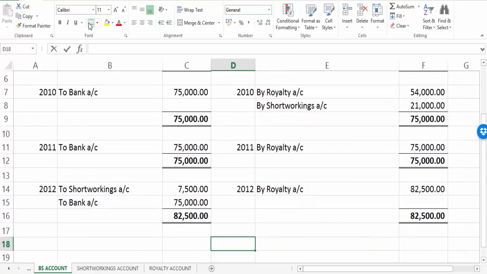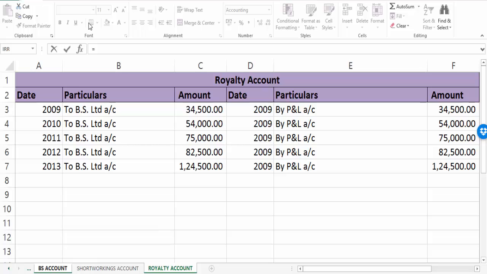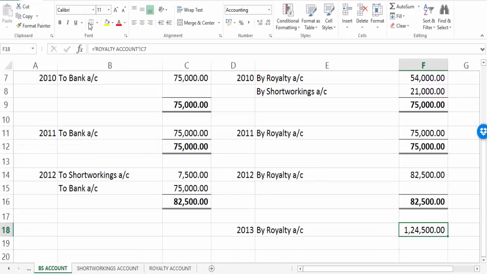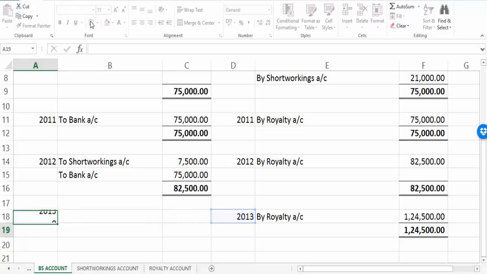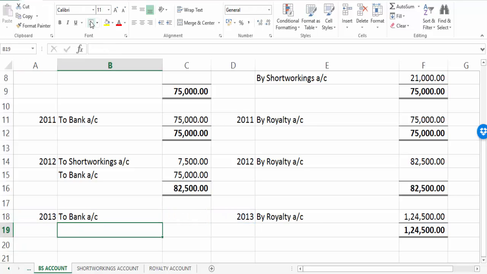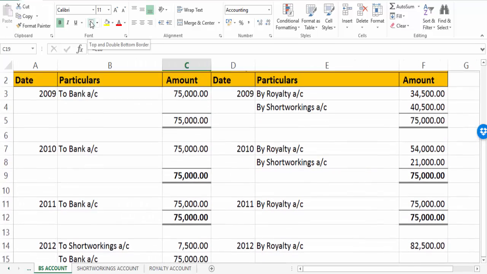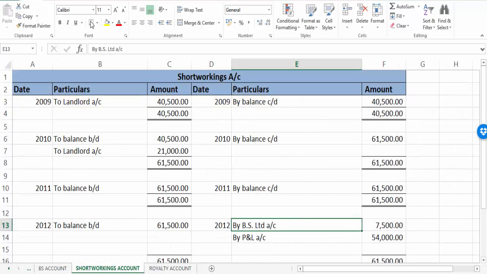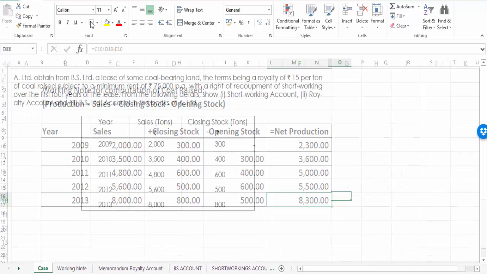And finally moving on to 2013, by royalty account, what's the amount? We have 1,24,500, and I think that should be fully paid. There is no adjustment in that. 1,24,500, and it has to be paid to bank account, which is 1,24,500. Fine. So in this way we have captured all the entries as well. So we have opened all the respective ledgers: royalty account, short workings account, landlord account, then we had the memorandum royalty statement, and this working note. Thank you.